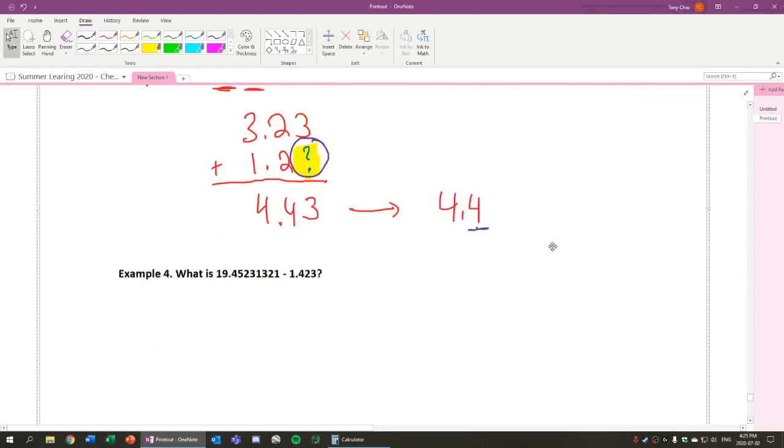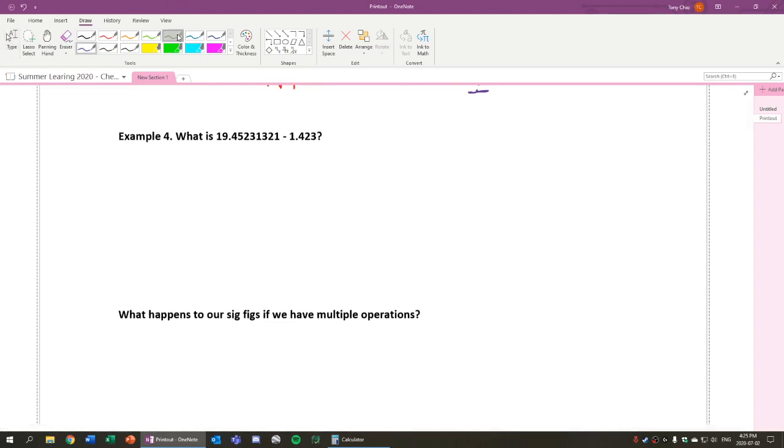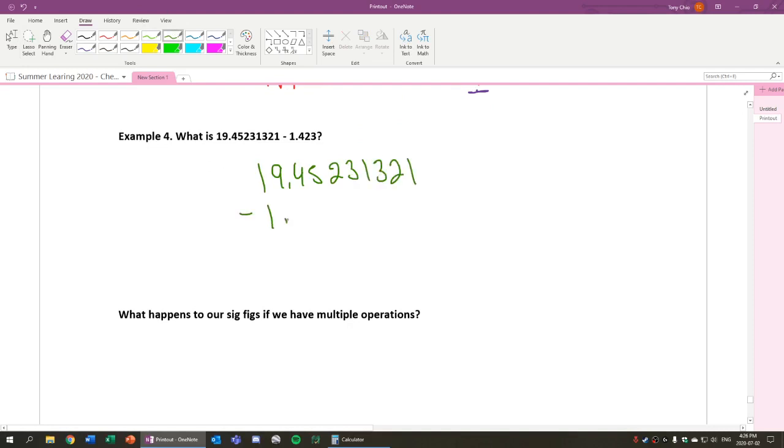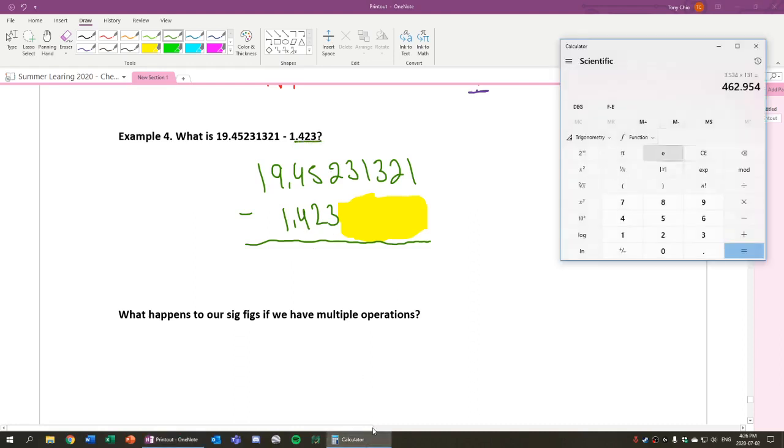If I look at this next example, same thing. 19.45231321 take away 1.423. Again, we cannot assume that these numbers here are zeros. We are assuming that these numbers are rounded. So instead, we just punch our calculator and make sure we round to, in this case, 3 decimal places.